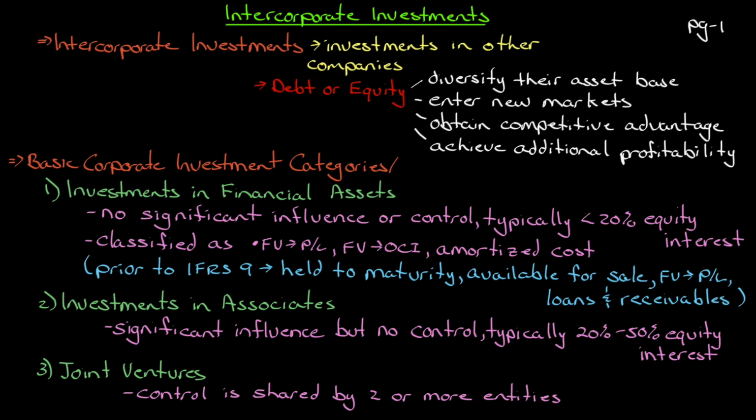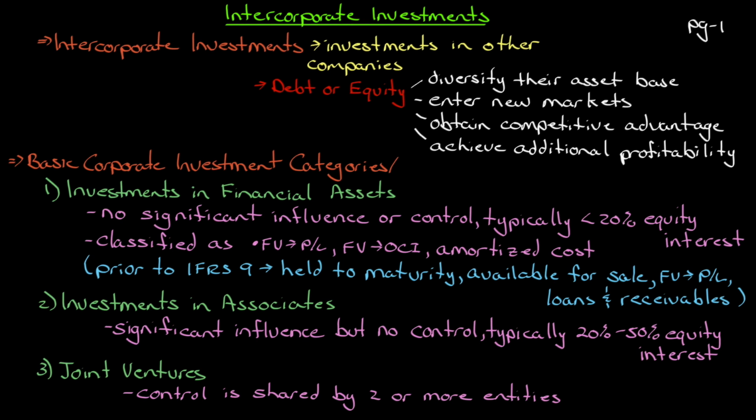So let's begin. An intercorporate investment is basically an investment in other companies or the securities of other companies. So it can be debt or it can be equity. And companies engage in intercorporate investments for a number of reasons: to diversify their asset base, to enter new markets, to obtain a competitive advantage, or to achieve additional profitability.